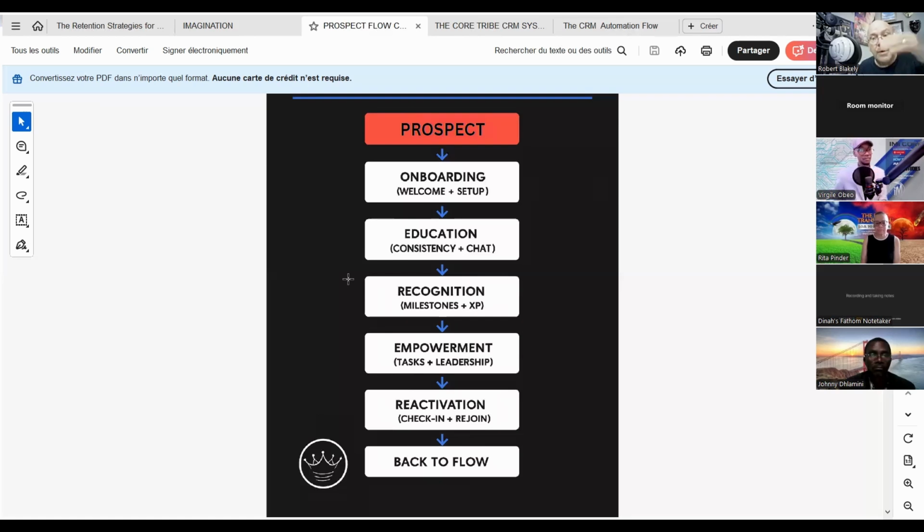And then throughout there, you go through and, hey, recognize those people. Hey, you got to such level, give them empowerment. Hey, who's ready to take on the next class or who wants to share what information they've learned so far? Check in, reactivation. Hey, haven't heard from you in 30 days. Where are you at? I missed your face. That's one of my favorite things because I miss seeing people. And then what's back to the flow? Back to the prospect's journey. Make sense?